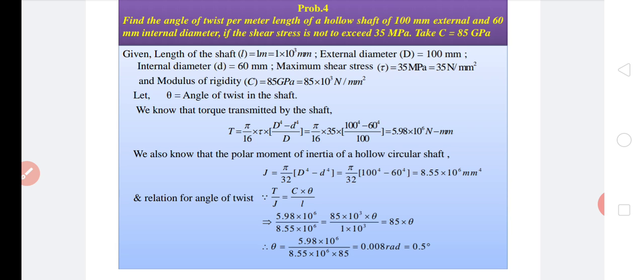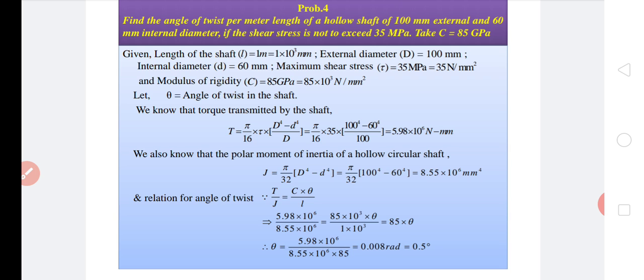means 1 meter, that equals 1 into 10 cube millimeter. Maximum shear stress is already mentioned, tau equals 35 MPa, that is equals 35 Newton per millimeter square. Modulus of rigidity is already mentioned, C equals 85 GPa, that is equals 85 into 10 cube Newton per millimeter square. Let theta equals the angle of twist in the shaft.